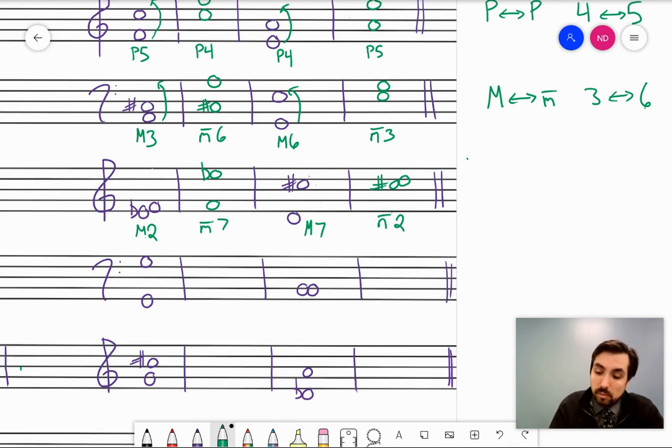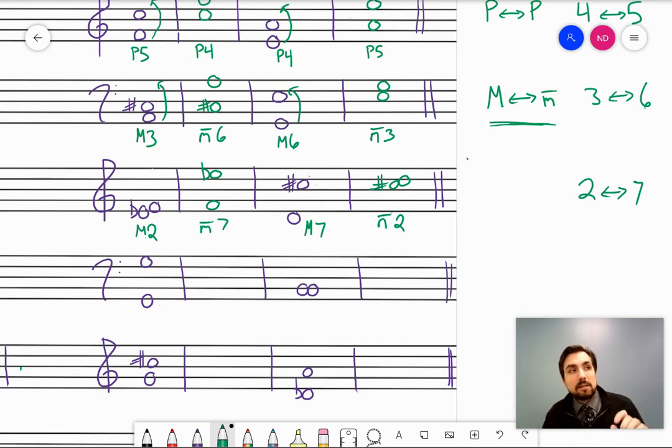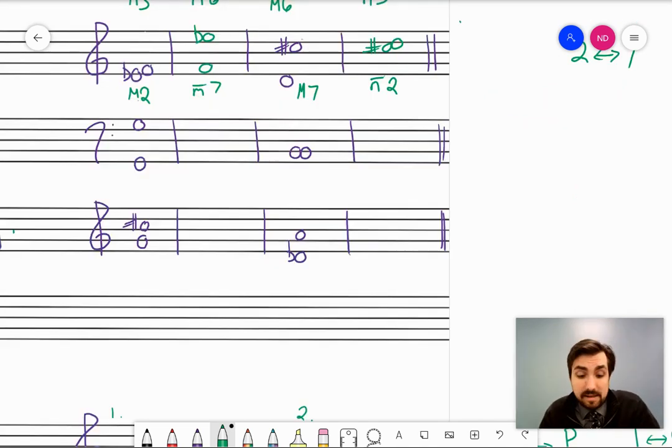Okay, so it looks like the rule that minor and major invert between each other is holding for these examples, but the new pattern I can extrapolate here is that seconds and sevenths invert between each other. Any second inverted will become a seventh. Any seventh inverted will become a second. Okay, this is good.